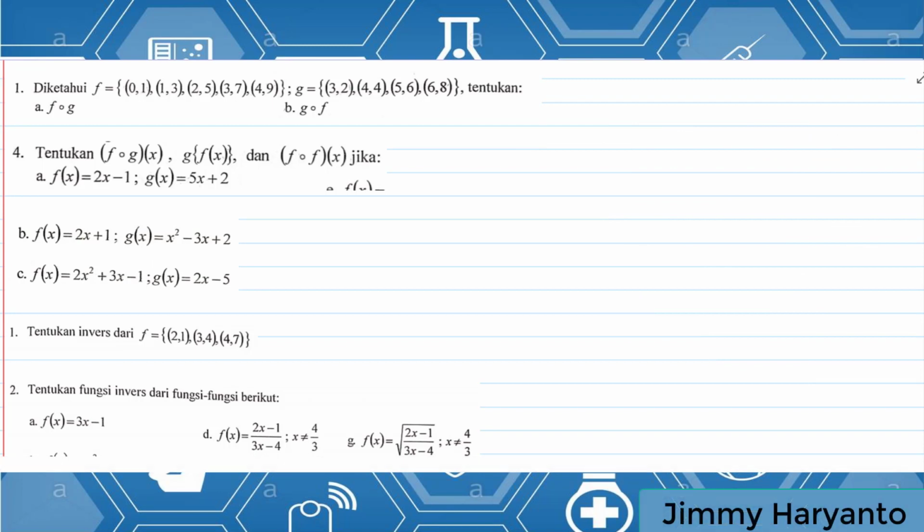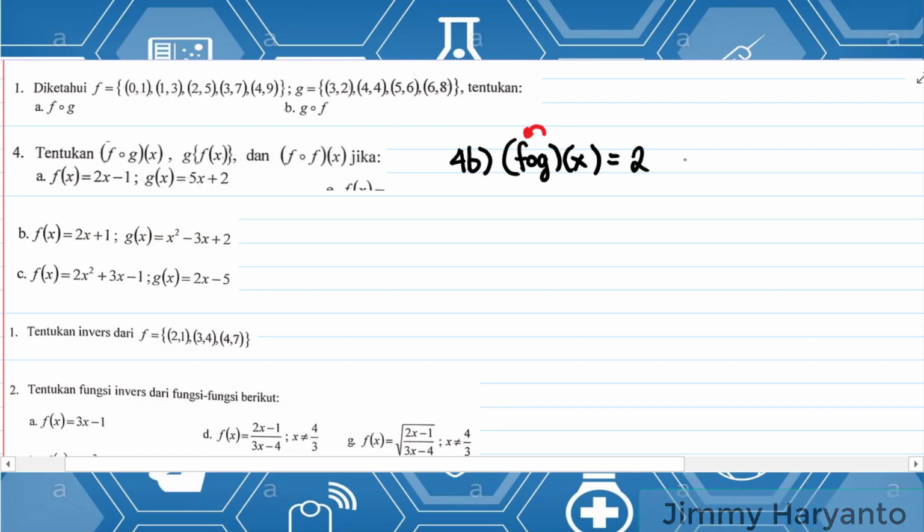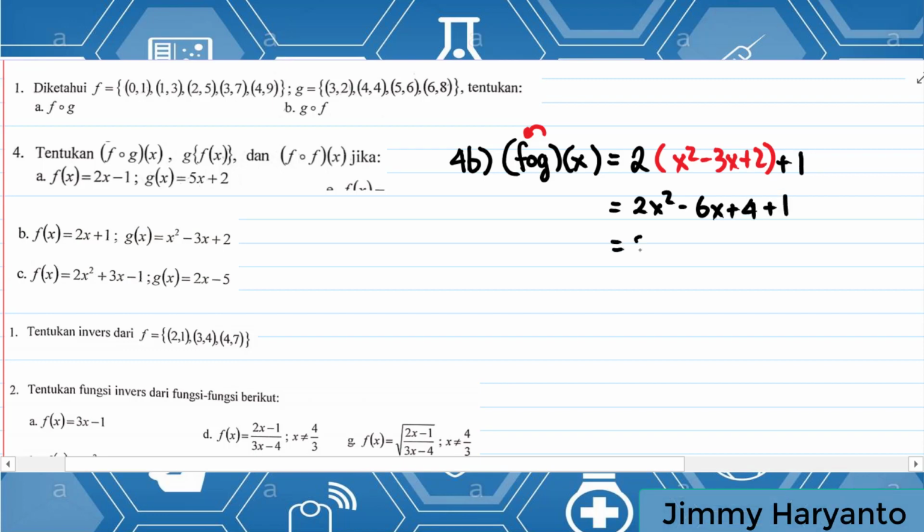Next is for B. It's the same. For B, the first one is FOG. So you have to put G into the F. So you write the F first. F is 2x plus 1, and then you change this x into the G, x squared minus 3x plus 2. Okay, and then simplify it into 2x squared minus 6x plus 4 plus 1, so it will be 2x squared minus 6x plus 5.